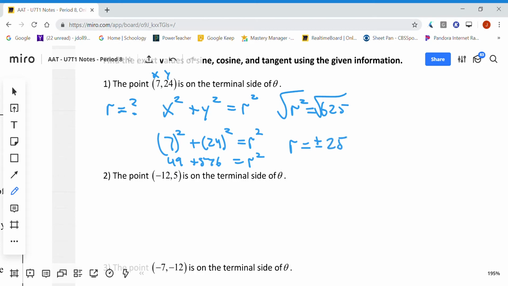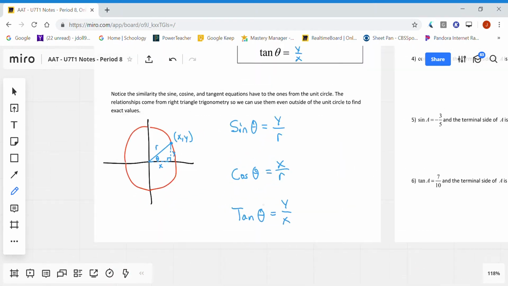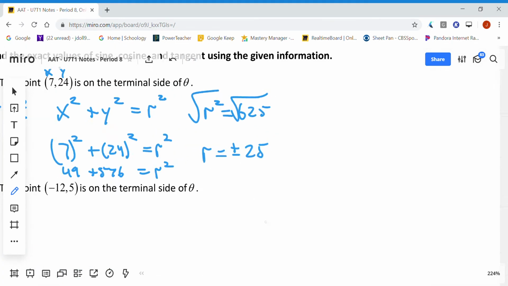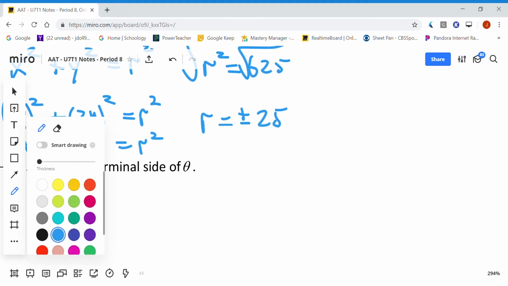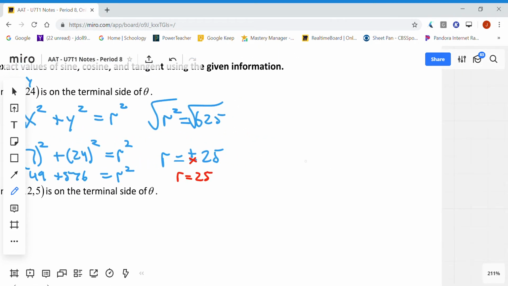Yes. Now here's the deal. Can the radius of a circle have a negative value? And the answer is no. Radius is a distance, an actual measurable distance, and measurable distances cannot be negative. So even though solving this equation gives me positive and negative, r is really just going to be taken as positive 25.